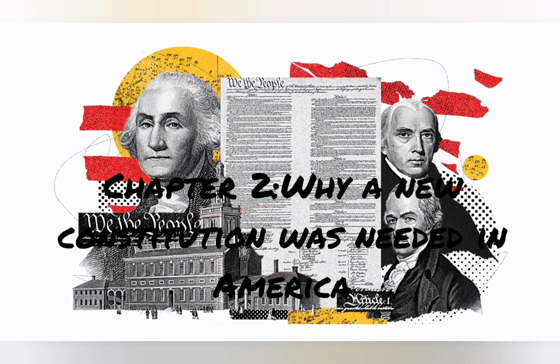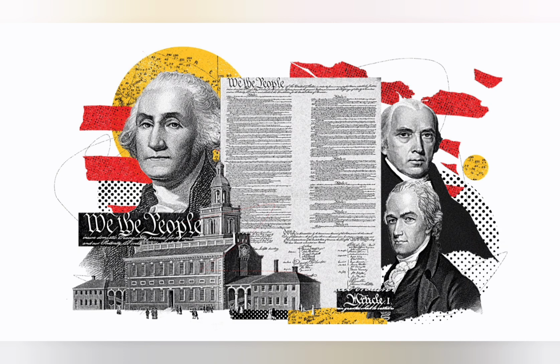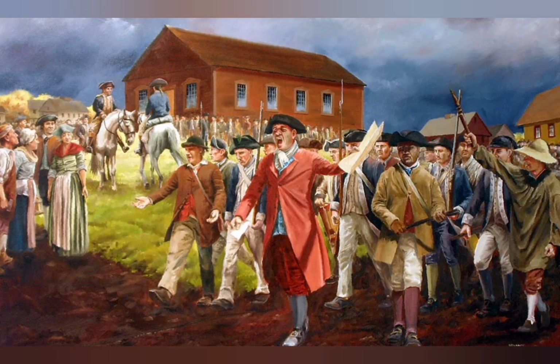Chapter 2, Why a New Constitution Was Needed in America. By the mid-1780s, it had become clear that the Articles of Confederation were not working effectively. One major event that exposed these weaknesses was Shays' Rebellion in 1786 to 1787. Farmers in Massachusetts protested economic hardships and government policies. Many leaders concluded that the US needed a stronger national government.